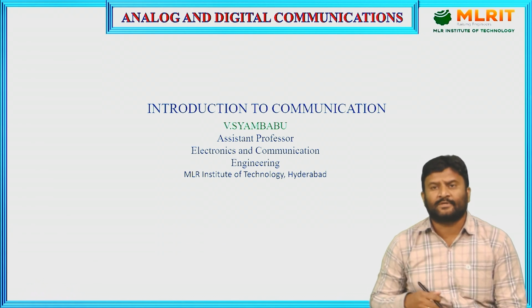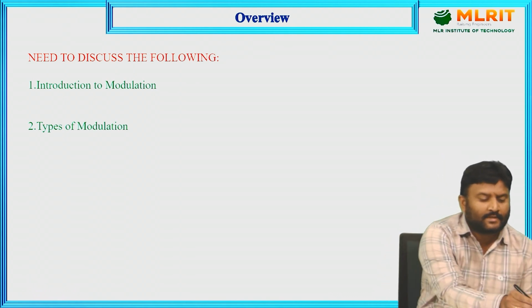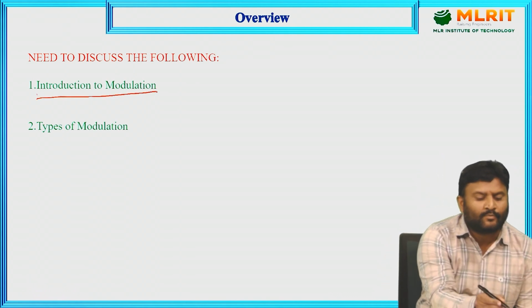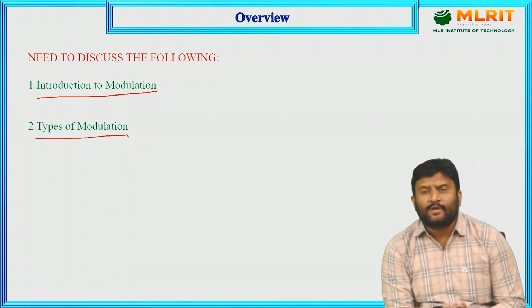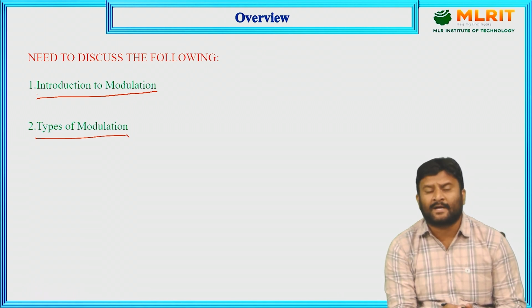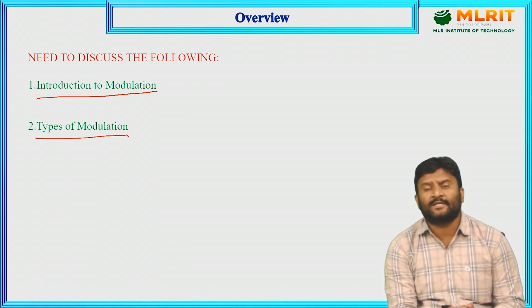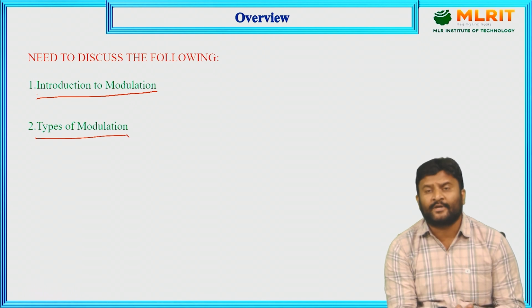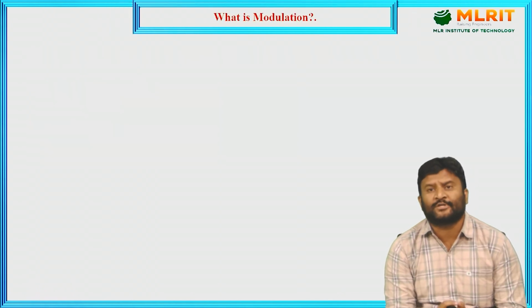The topic name is modulation. The topics we discuss today are, first, introduction to modulation, and second, types of modulation. Without knowing modulation, we are not clear how information can pass from transmitter to receiver. So modulation is definitely an important term in the communication system, in analog communications as well as in digital communications.